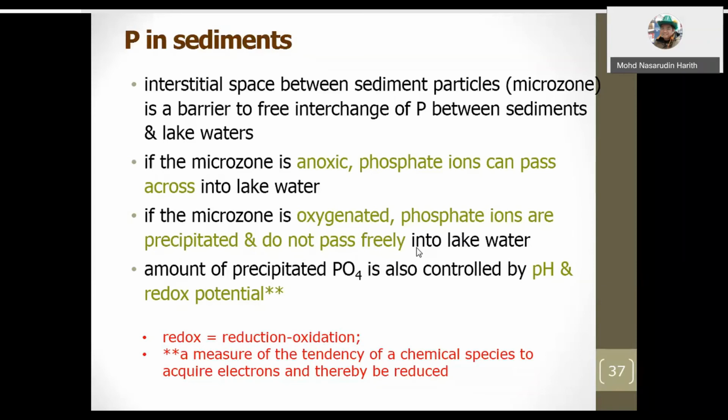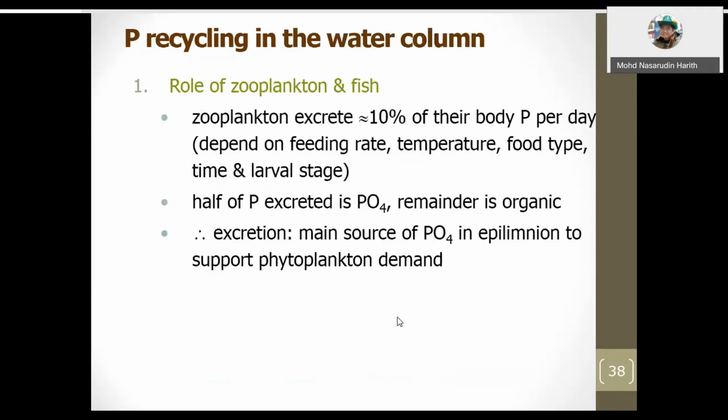be reduced. In the phosphorus cycle, there are also roles of zooplankton and fish. Zooplankton excrete about 10% of their body phosphorus per day, depending on feeding rate, temperature, food type, time, and larval stage. Half of the phosphorus excreted is phosphate. The remainder is organic. Therefore, excretion is the main source of phosphate in the epilimnion to support phytoplankton demand.